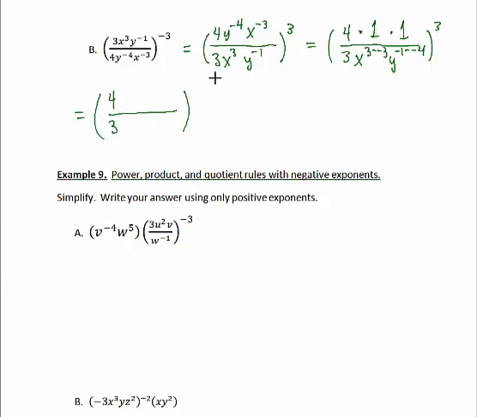Four times 1 is simply a 4 on the top. We didn't really need to put those 1's there. A 3 minus a minus 3 equals 3 plus 3, which is 6. So this becomes an x to the 6th power on the bottom. And then a -1 minus a minus 4 for the y is a -1 plus 4, which turns out to be a positive 3.